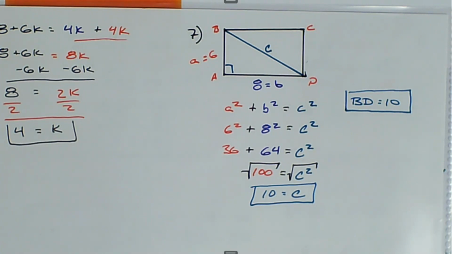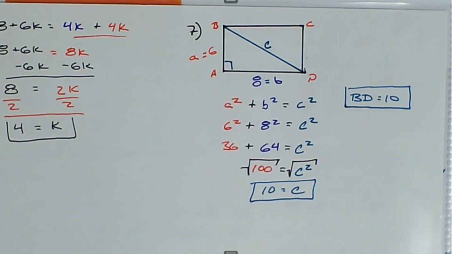Find BD. So a squared plus b squared equals c squared. Substitute the values in of 6 squared plus 8 squared equals c squared. 6 squared is 36. 8 squared is 64. Add those together, we get 100. In order to get c by itself, we have to take the square root of both sides. So we get c is equal to 10, which means BD is equal to 10.